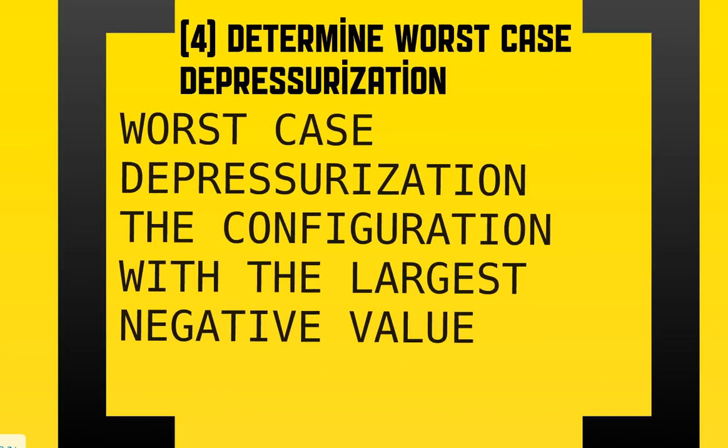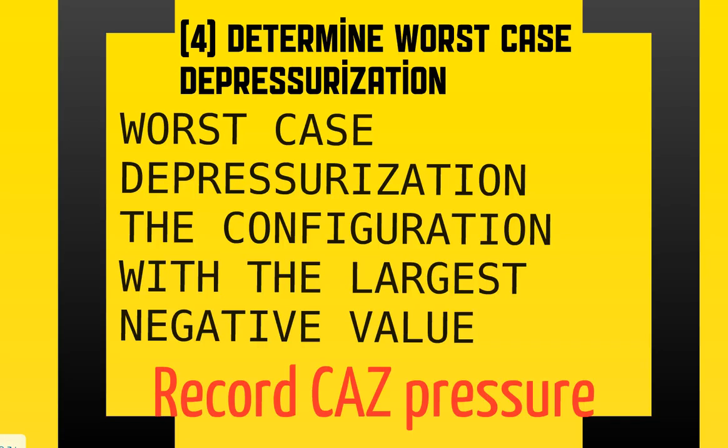Now that we've gone through all those steps, we're ready to take a look at the document that we're using. The worst case depressurization, or the worst case configuration, is going to be the largest negative value. Once we find that largest negative value, then we know what the worst case configuration for that house is. Then we're going to record that at the bottom of the list.